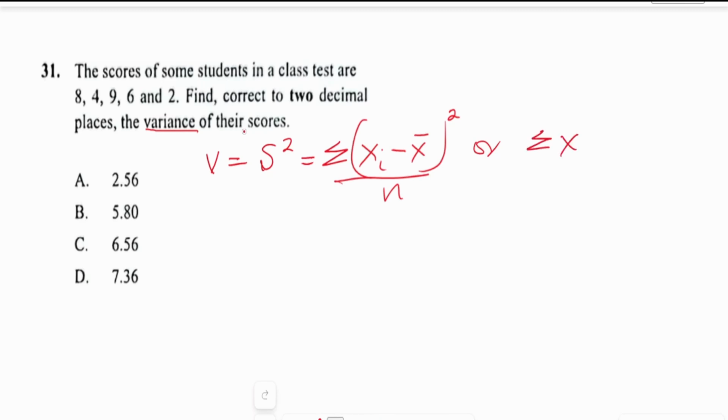or the sigma xi squared, which is the summation of the squares of each term over n, minus the square of the mean, where mean is the arithmetic mean.